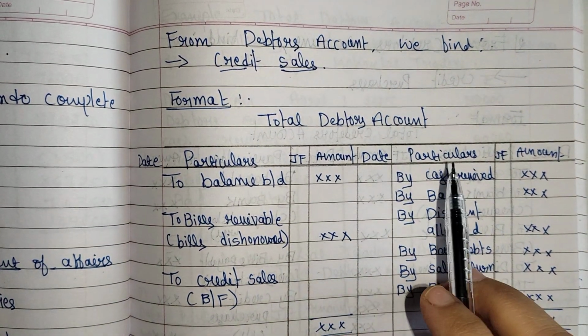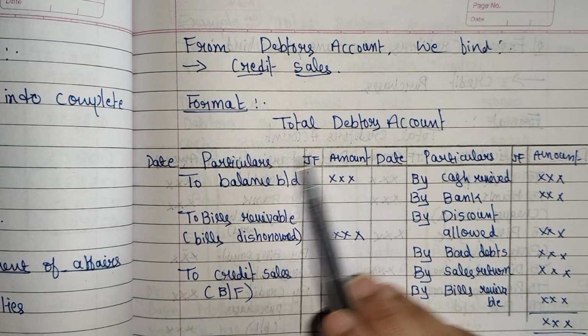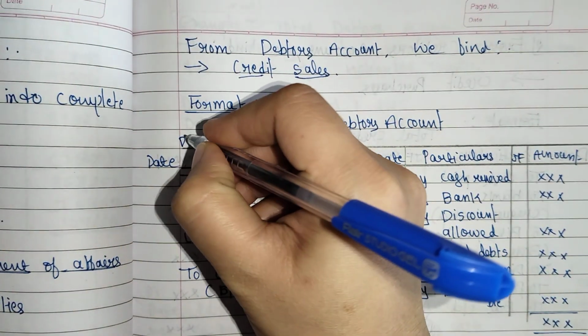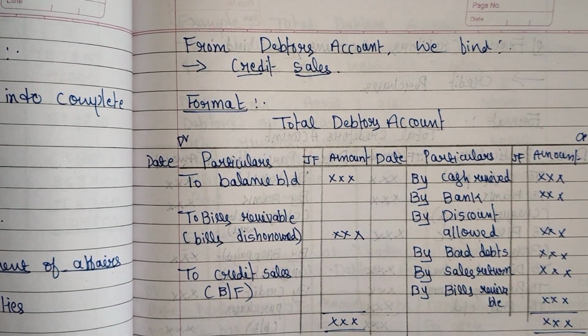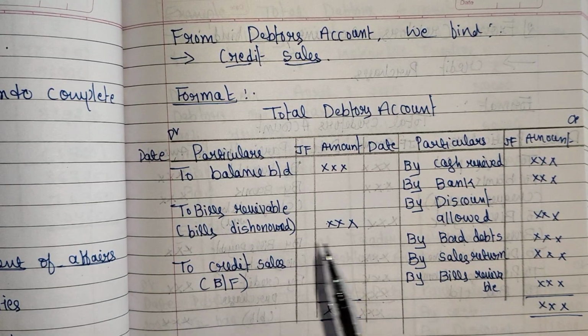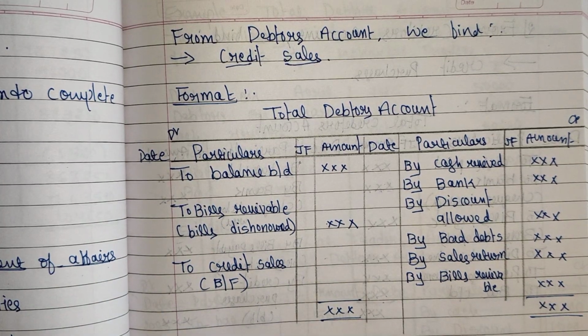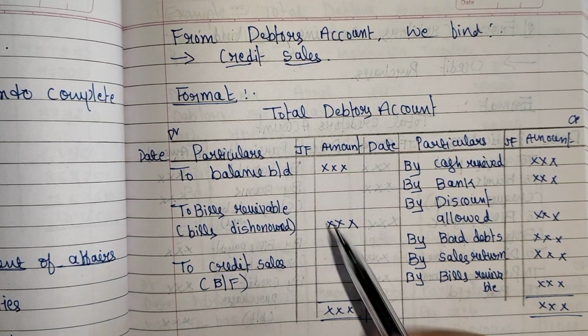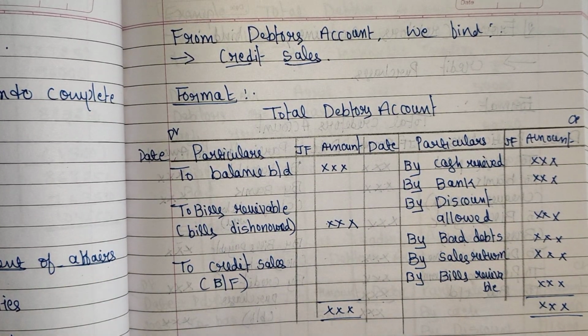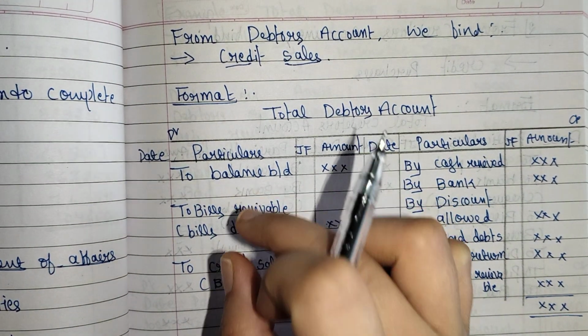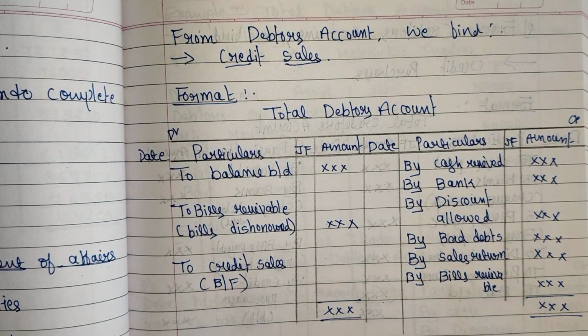Now let's see the format of the total debtors account. Write down date, particulars, JF, amount, date, particulars, journal folio and amount. Here debit and credit. Clear? First, what we need to write down? First we write down to balance brought down. To balance brought down means these are customers who already owe money to the business, means amount receivable from customers at the beginning of the year. That is what to balance brought down means.